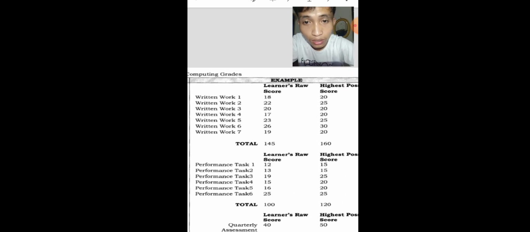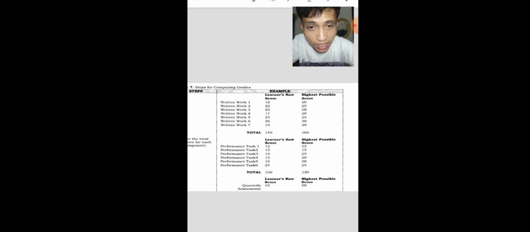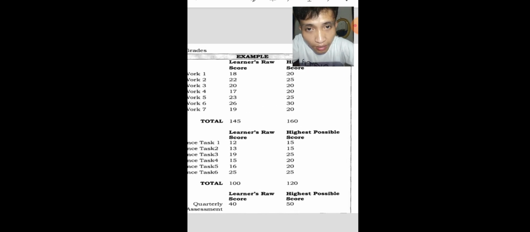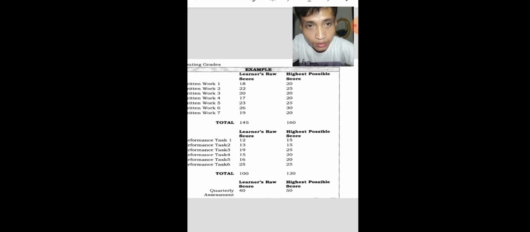Okay, step 2, divide the total raw scores by the highest possible score, then multiply the quotient by 100%. So as what we did earlier, we percentage scores is equal to 145. So ang 145 mo ni siya ang total raw scores. Then divided by 160, ang 160 is mo ni siya ang highest possible score.